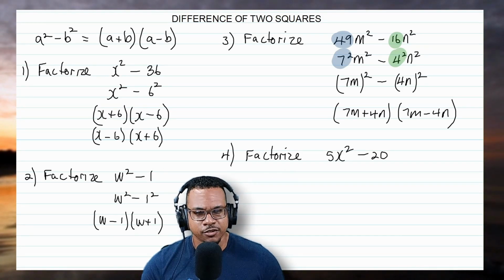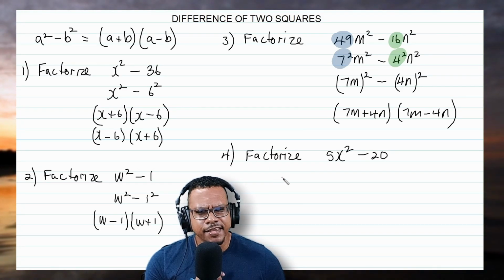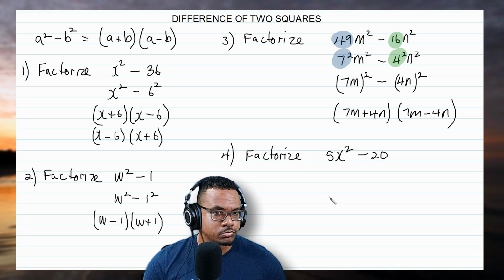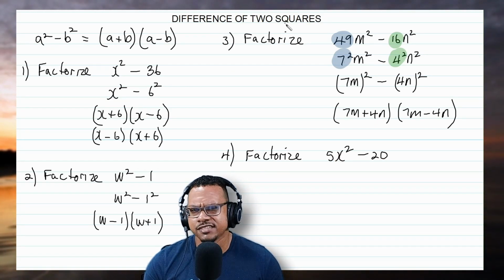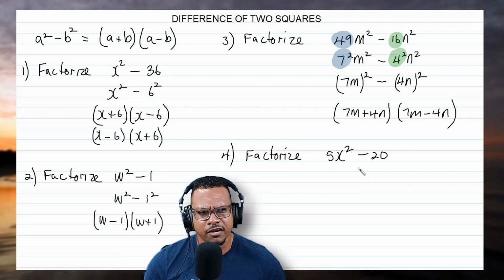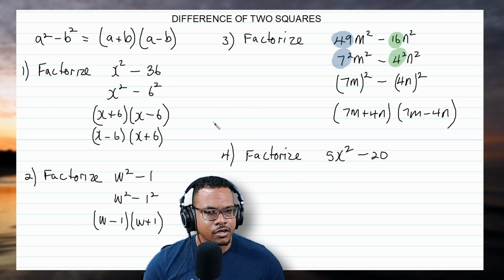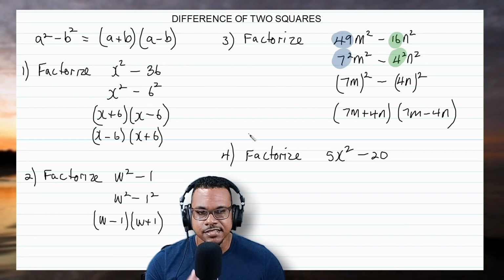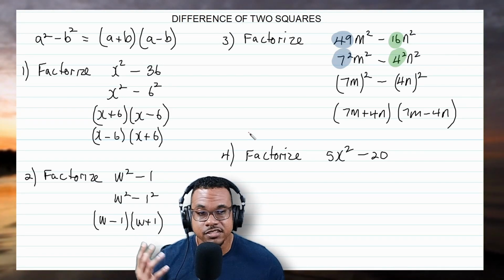Now let's look at our final question for this difference of two squares. You have to factorize 5x squared take away 20. Now you're going to say, well, hey, this is another difference of two squares. But 5 is not a square number and 20 is not a square number. You always have to apply the first principle, which is you always have to look at your terms and see if there's anything common between the terms you have.